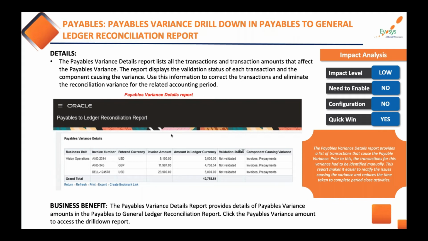So previously you had to do those identifications manually, but now, as you can see, there is a screenshot available which tells you which invoice numbers, let's say, are not getting transferred to GL, because these invoices are not validated, what the invoice amount is, and what the ledger amount is. You can do those investigations and then try to resolve those issues. From our impact point of view, again, it's a low impact, not much regression testing required, no enablement is required, no configuration is required, it's a quick win.